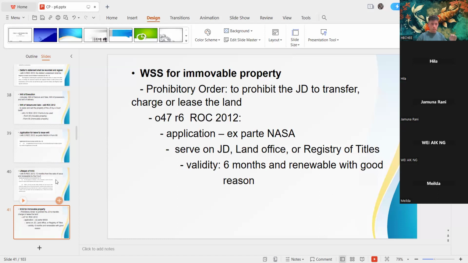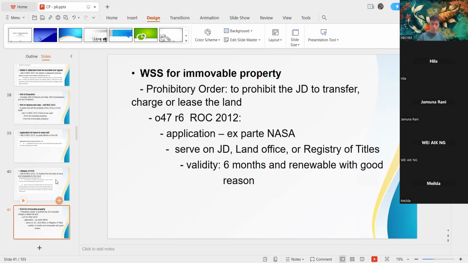Some people may confuse the difference between an order for sale, a prohibitory order, or an injunction. These are three different things. An injunction is where I want to stop a person from doing something. A prohibitory order is where a court bailiff steps in to prohibit the judgment debtor from doing further transactions on the land.